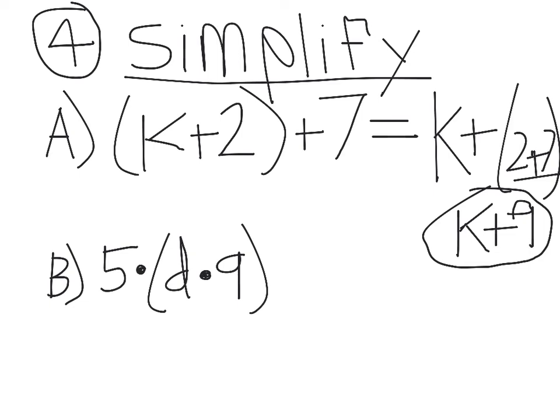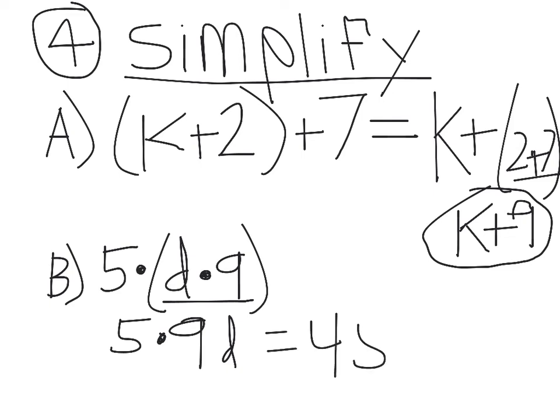And the next one, kind of the same concept here. We can switch a couple things around. We can actually do d times 9. d times 9 is 9d. And it's still multiplying by the 5. And if you have 5 sets of 9d, you actually have 45d.